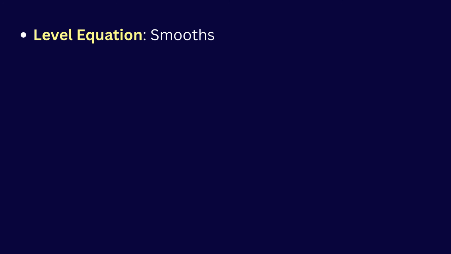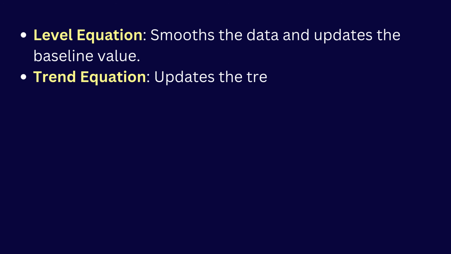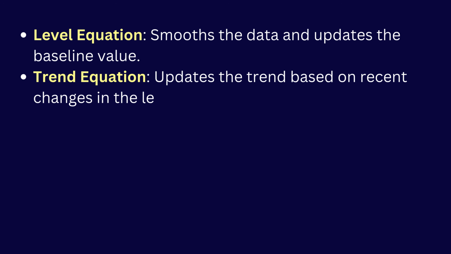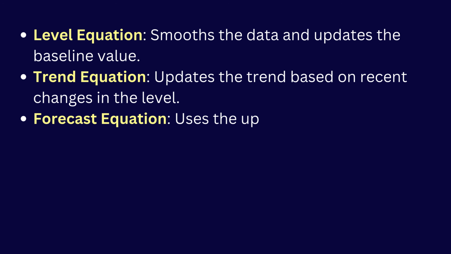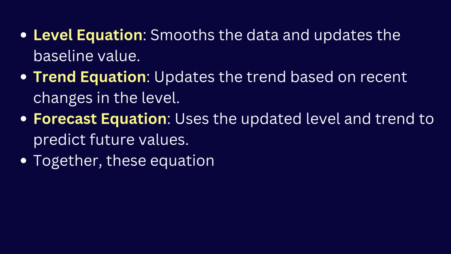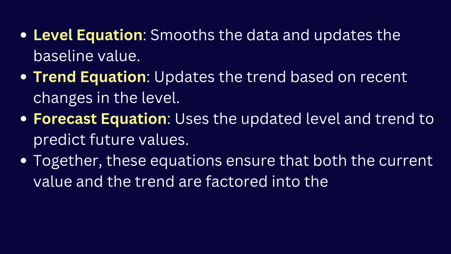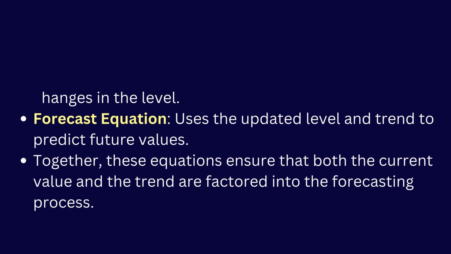The level equation smooths the data and updates the baseline value. The trend equation updates the trend based on recent changes in the level. The forecast equation uses the updated level and trend to predict future values. Together, these equations ensure that both the current value and the trend are factored into the forecasting process.